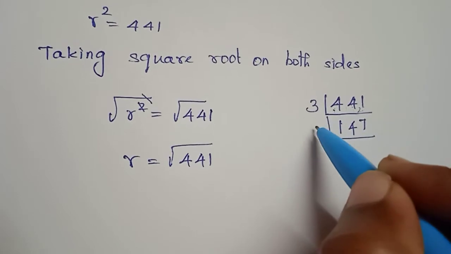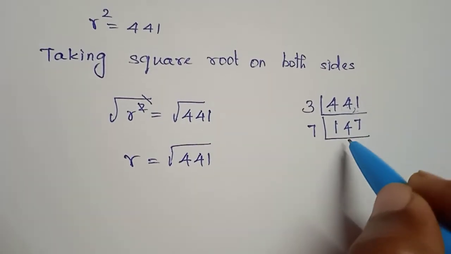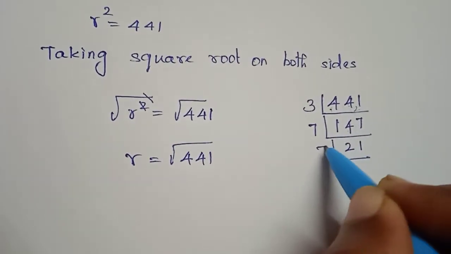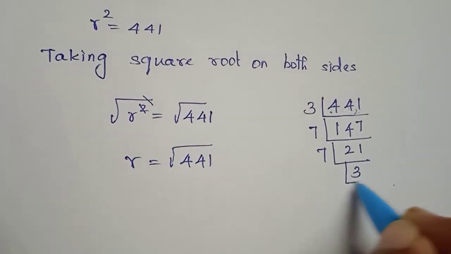7 is also a prime number. We'll divide it by 7. 2 times 7 is 14. Remaining 1. Again we can divide it by 7. 3 times. Now we'll divide it by 3. So we'll get the answer as 1.